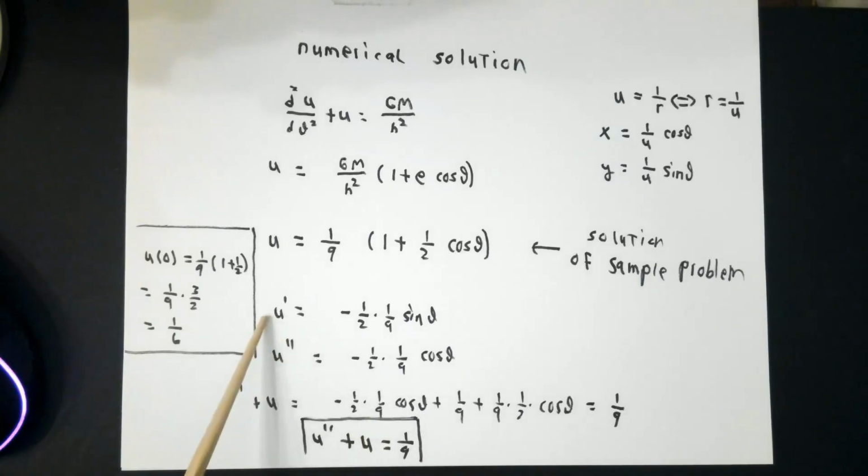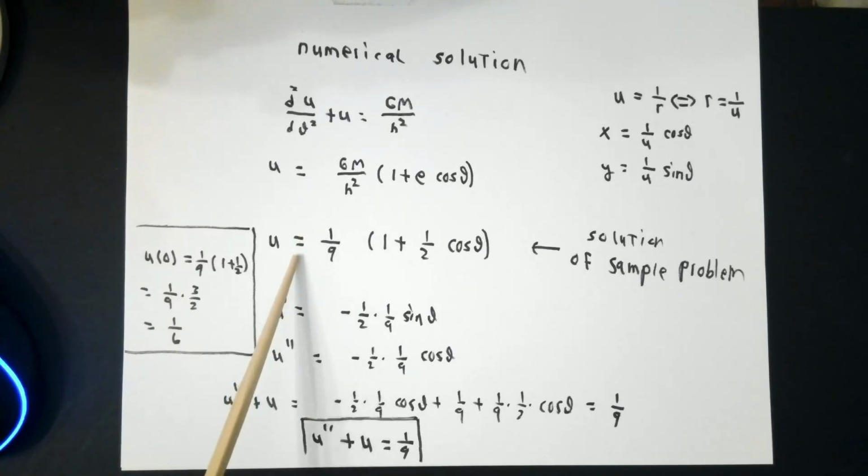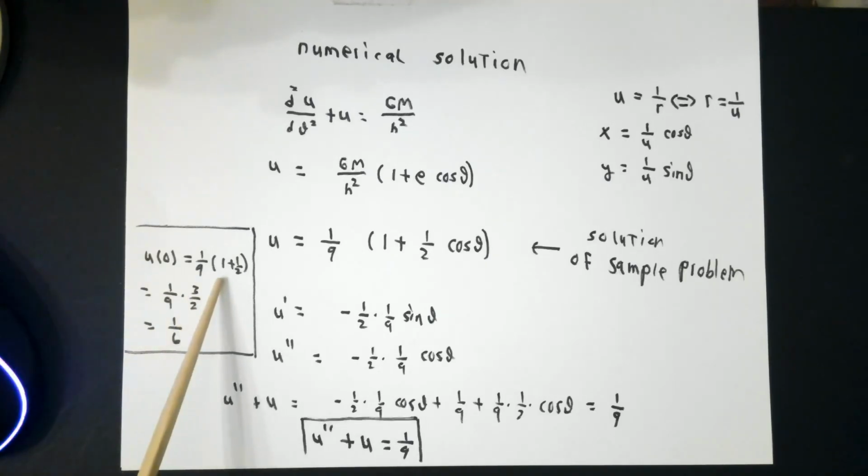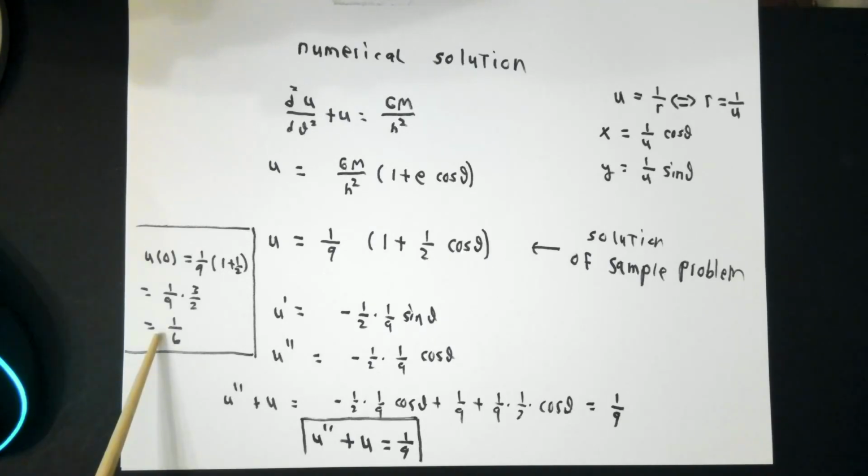Taking the first and second derivatives of u, adding the second derivative of u to u results in 1/9. So my differential equation is going to be the second derivative of u plus u equals 1/9. The 1/9 plays the role of the GM over h squared. Since I have a formula for u already, u at 0 is 1/9 times 1 plus 1/2 cosine 0, which works out to be 1 over 6. This is the maximum value of u, corresponding to a minimum value of r equal to 6.